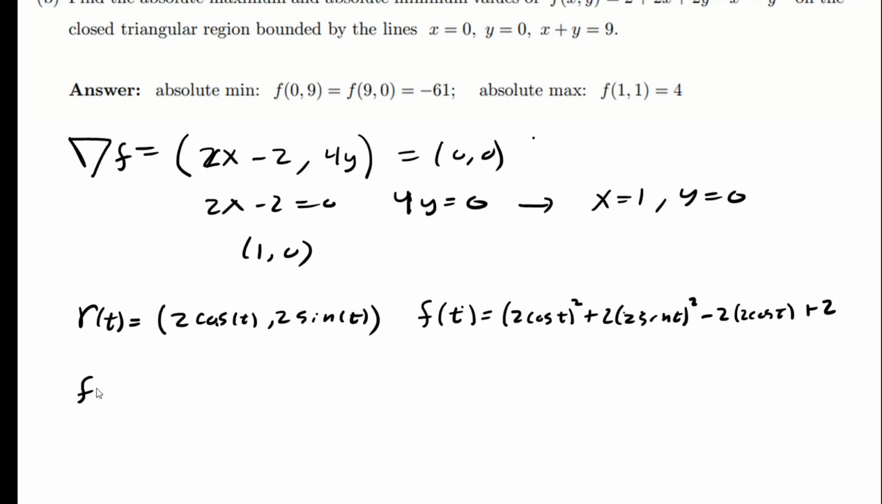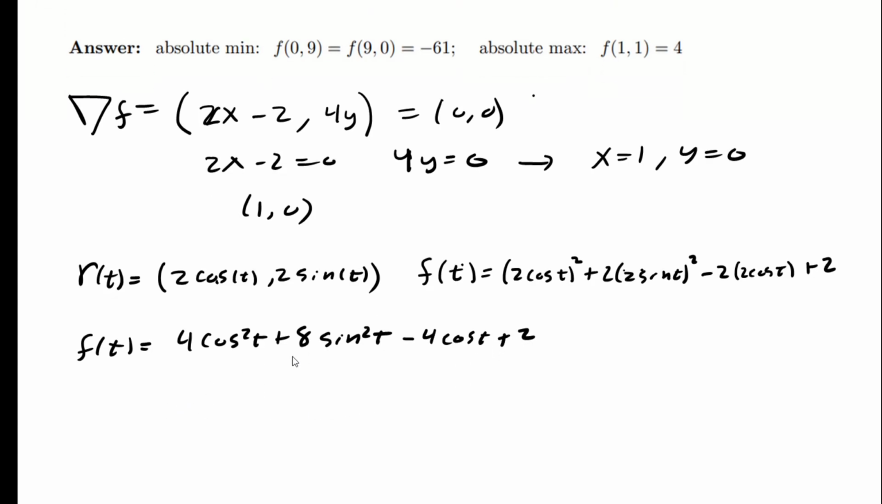So f of t, I simplify a little bit. This is 4 cosine squared t plus 8 sine squared t minus 4 cosine t plus 2. One more simplification. This is going to be 4 plus 4 sine squared t. Right, 4 cosine squared plus 4 sine squared is 4. Then I add the 2, so that's going to become 6 minus 4 cosine t.